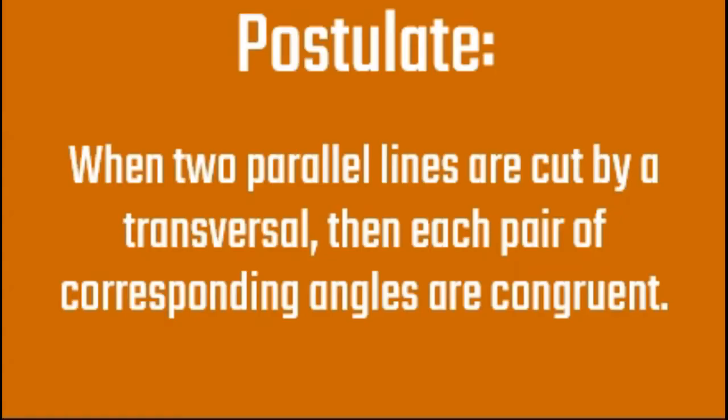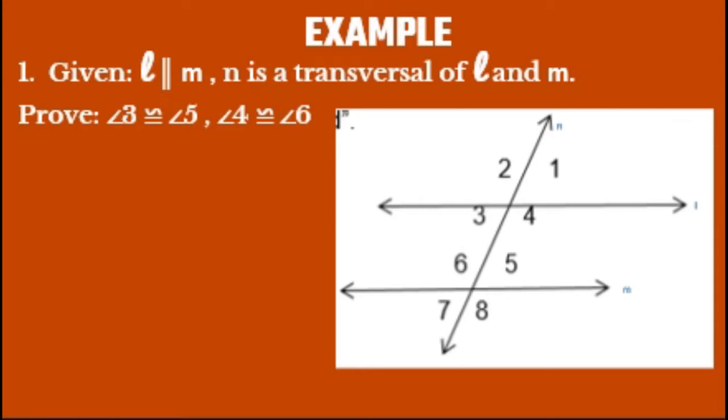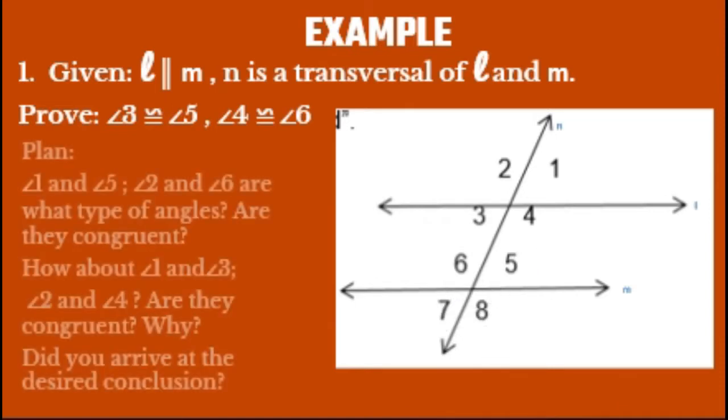Now let's talk about the postulate. When two parallel lines are cut by a transversal, then each pair of corresponding angles is congruent. Let's take an example. Given line L is parallel to line M, and N is a transversal of lines L and M. Prove that angle 3 is congruent to angle 5 and angle 4 is congruent to angle 6. So here is our plan.